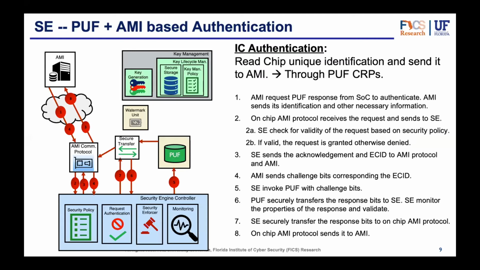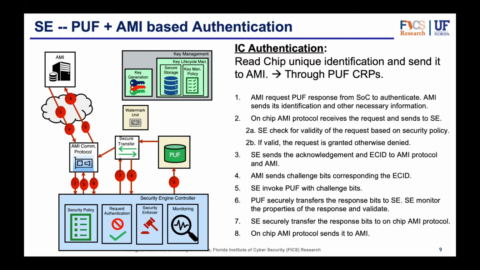I have quite a few slides to show you how the entire infrastructure works, but I probably have to skip a few of them because of lack of time. But just take this PUF plus AMI-based authentication as an example, where at any point in time, the device is being asked to authenticate itself. So AMI is going to send a request to the chip, ask for the authenticity of the chip, and the chip basically is going to have to first verify whether the request is legit.